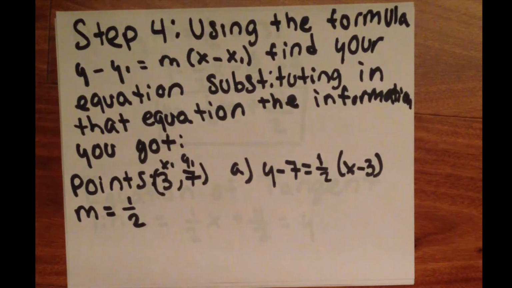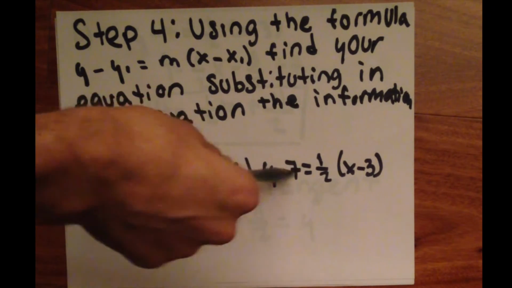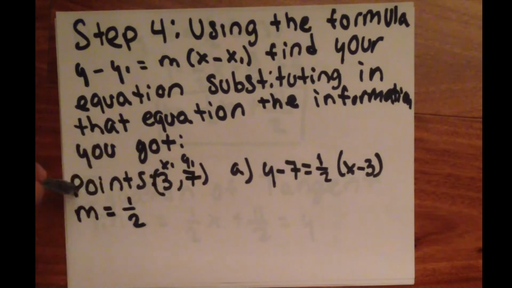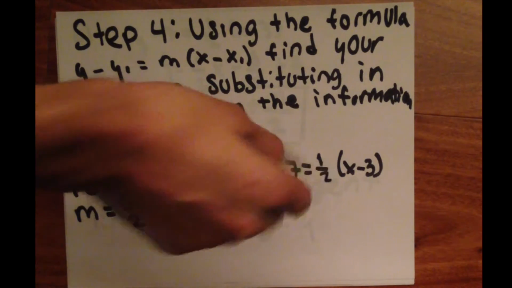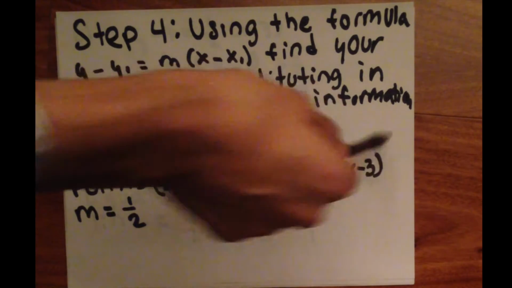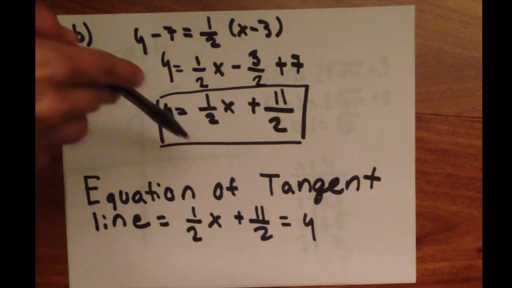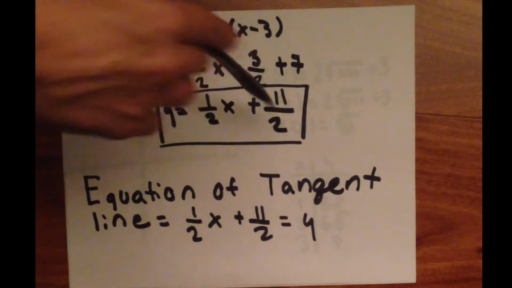So step 4, using the formula y minus y1 equals m times (x minus x1), I will need to substitute the information I already got from the previous steps. So here I wrote my information and I will substitute it: y minus 7, which is the y from the point I got, equals 1/2, which is the slope I got from the derivative, times (x minus 3), which is the x they gave me in the question. And my answer is y equals 1/2 x plus 11/2.